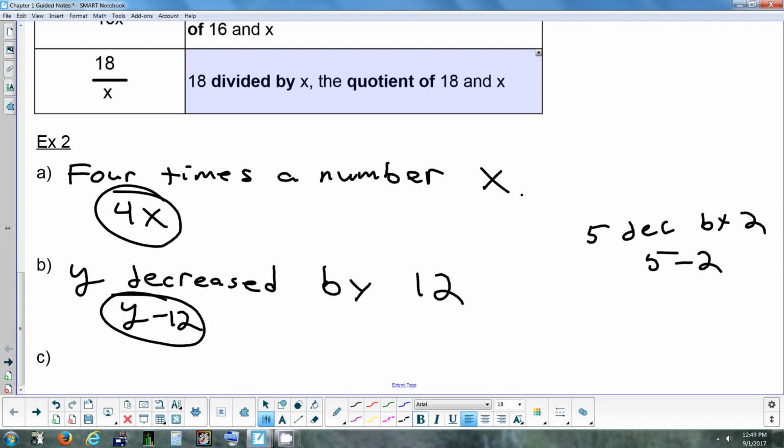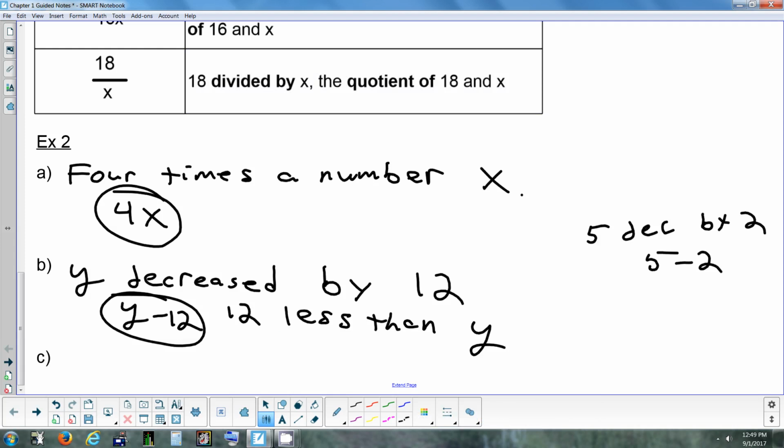Now, if I said to you, "You read my mind, Mr. Hager. I'm going to write this exact same answer a different way. You're going to use different phrases, Mr. Hager?" Yep. Okay. 12 less than y. What I have up above, the first way and the second way, that's the answer to both of them. What's tricky about this one is that when you write the words "less than," the order of the two things switches. That's just something you have to be careful about.